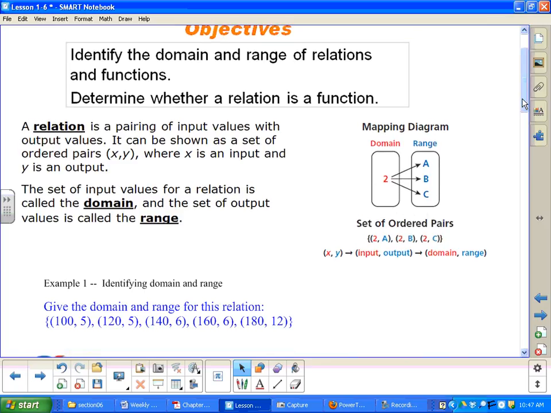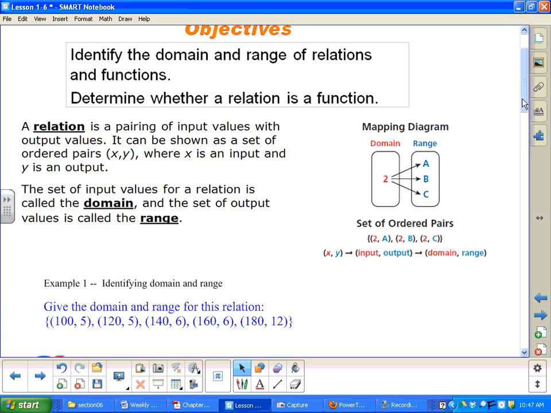So here it tells us a relation is a pairing of input values with output values. It can be shown as a set of ordered pairs where x is an input and y is an output. The input values are called the domain and the output values are called the range.